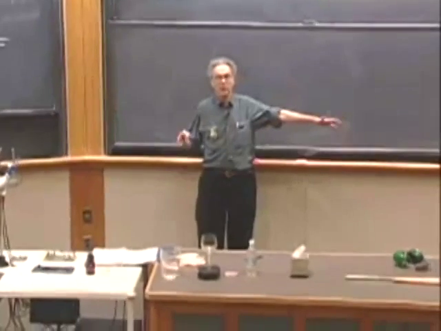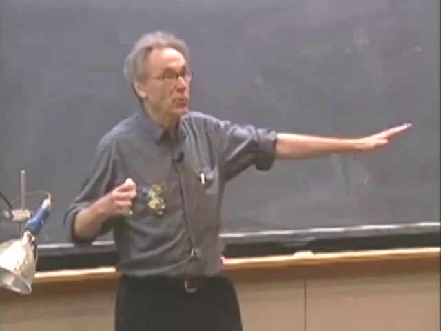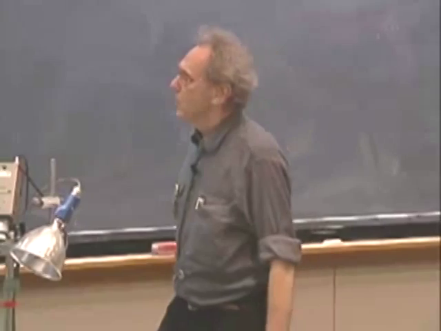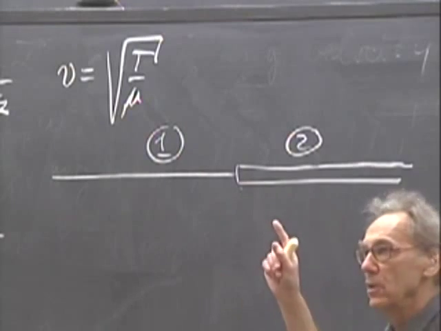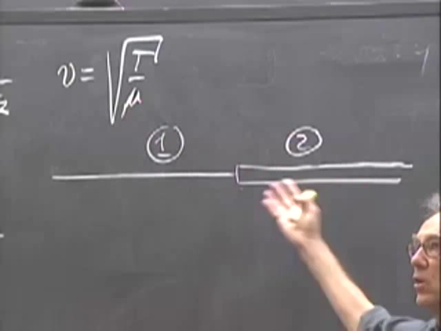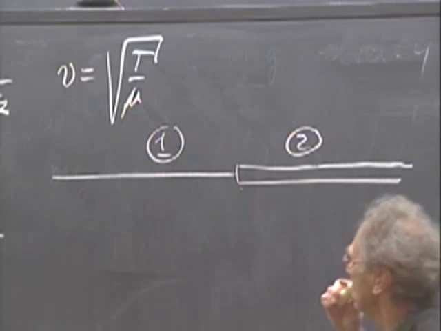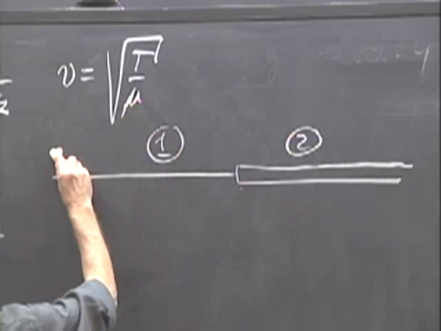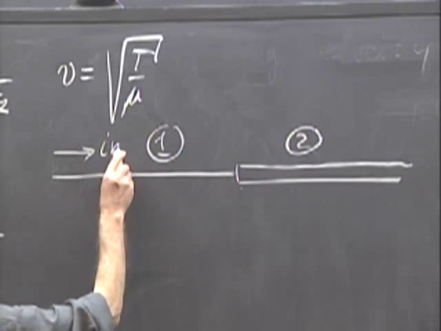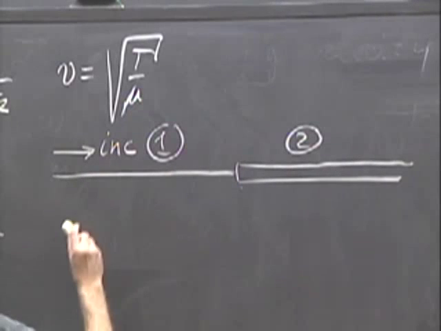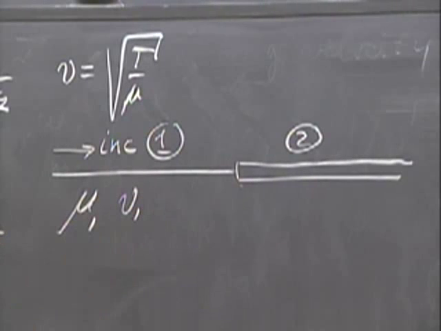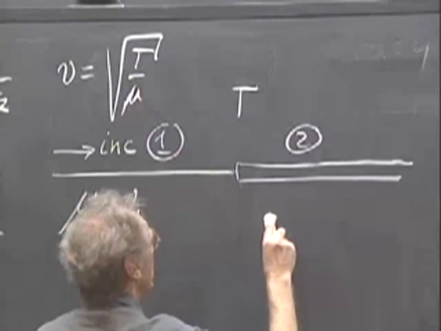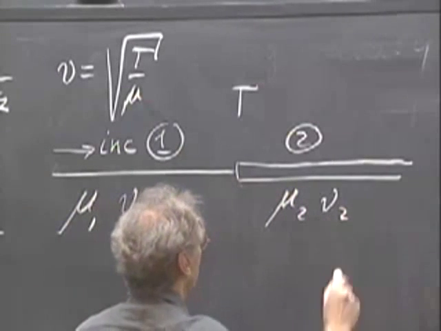And how it reflects depends on the boundary conditions at the end. And when you connect two media, then you get not only a reflection, but you also get some of the pulse, some of the wave, going into medium 2. And so let's assume that we have an incident wave coming in like this, and we have here mu1, and we have here v1, given by this equation. They both have the same tension, T, and here you have mu2, and you have v2.